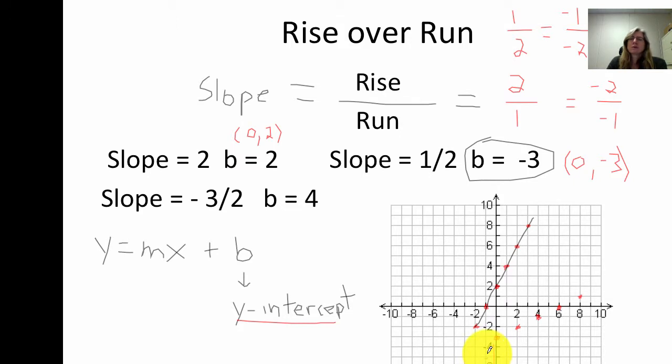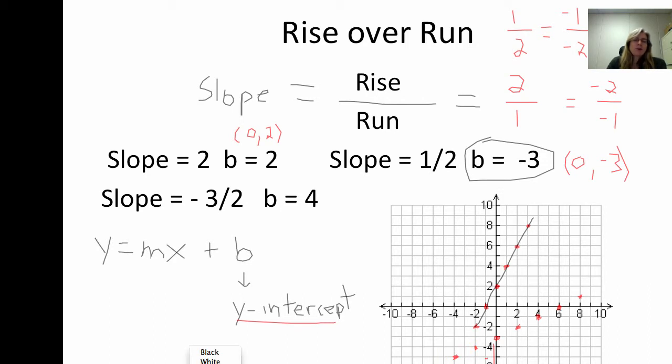Oops. Did I do the wrong thing? No. -1 over -2. 1, 2. Sorry. Down 1 over -2. Okay, so then we have another line.